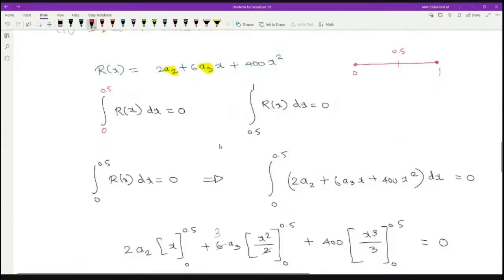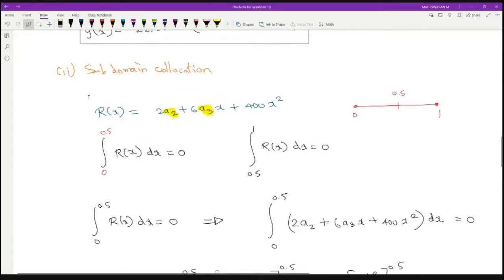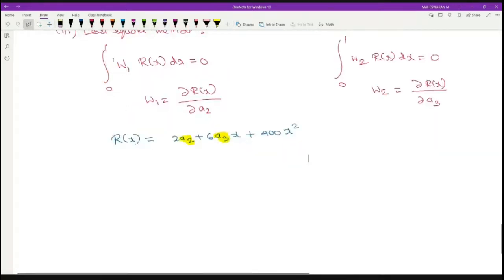So again, r of x is same. I'm going to consider the same value, whatever it is. Let me identify. So let me go for the first term first. So I'm going to identify what is W1. So W1 is dou R by dou A2. So partially differentiating this with respect to A2. Since it's a partial differentiation, only A2 is a variable, other things are constant. You can neglect it. So this gets cancelled. You will get only 2, right? So I have to multiply this with respect to that.